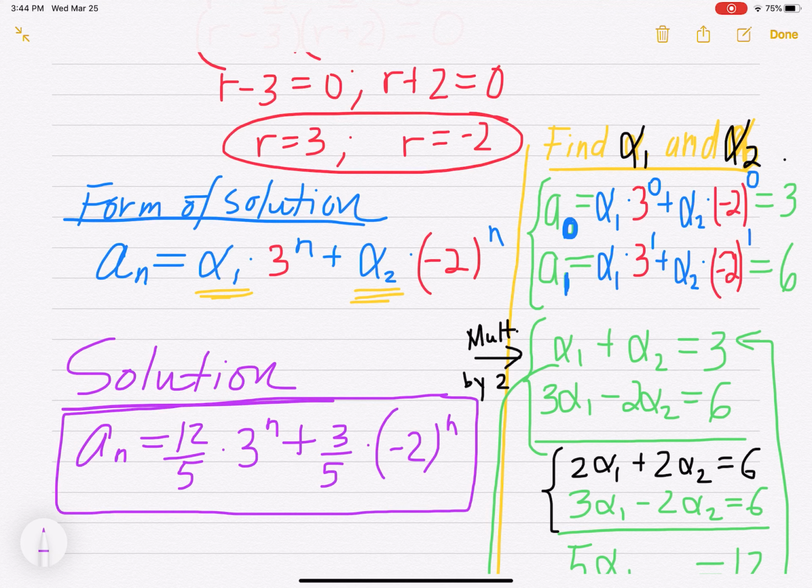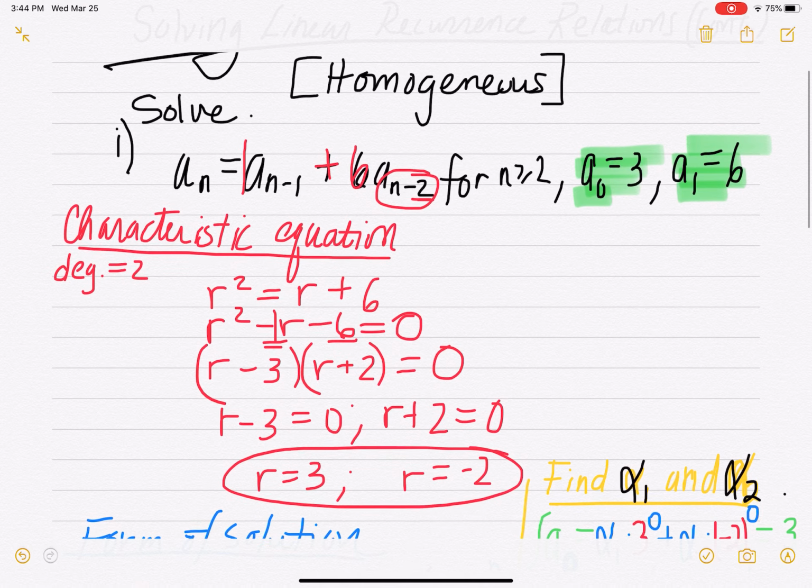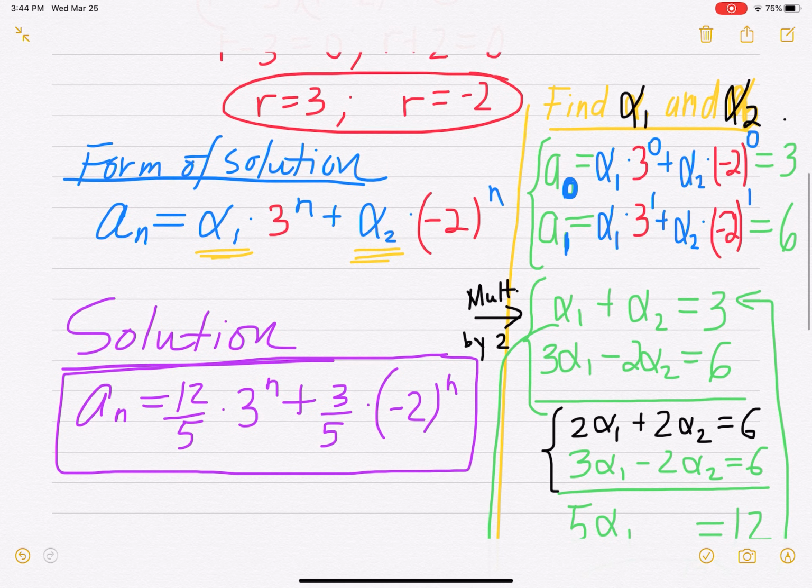So if I wanted to calculate a sub 100, rather than having to go through the recursive definition, which would be a step-by-step process, I could immediately just plug in 100 here for n, and it'll give me an immediate output. Of course, doing that in a calculator may not work, right? 3 to the 100th power would be enormous, but who knows? All right, another example.